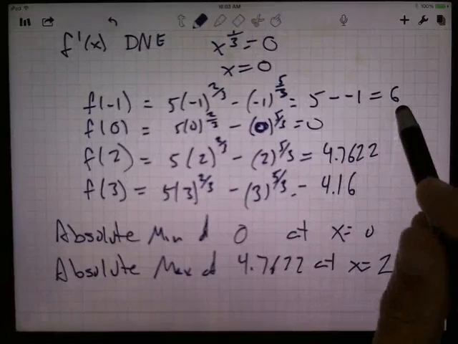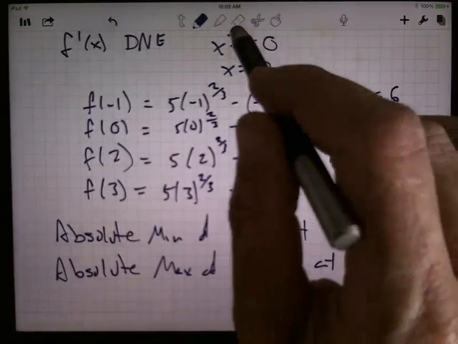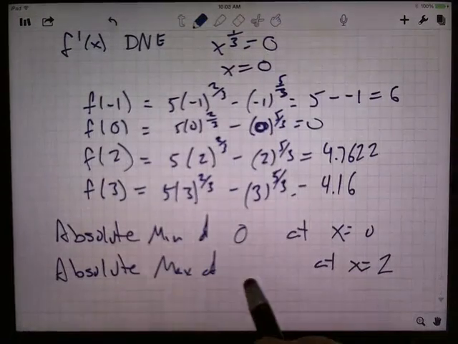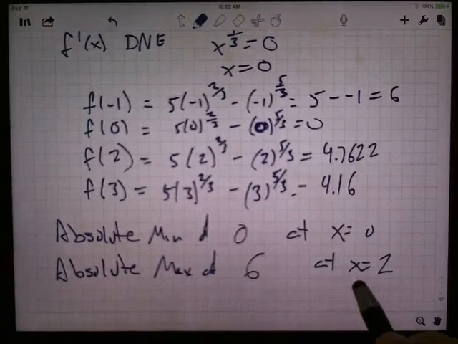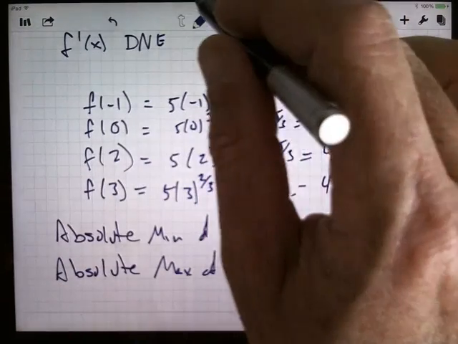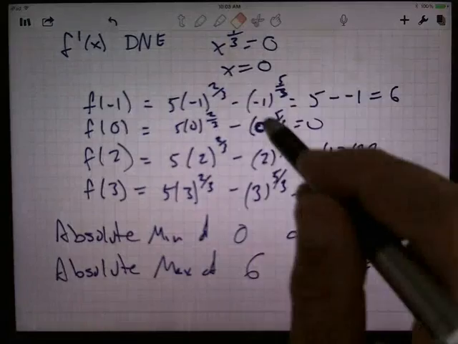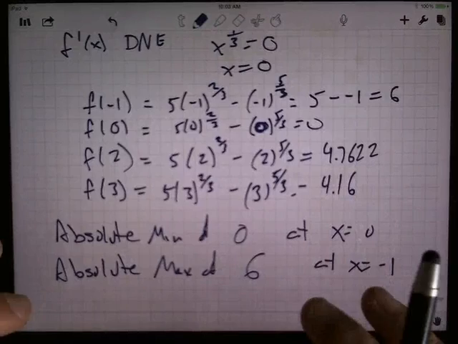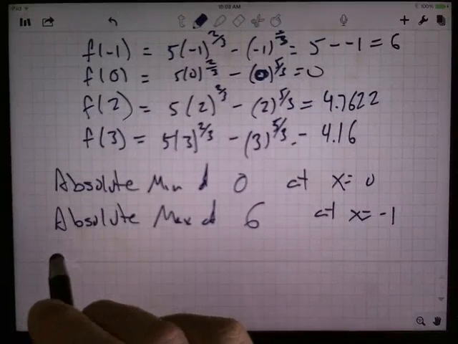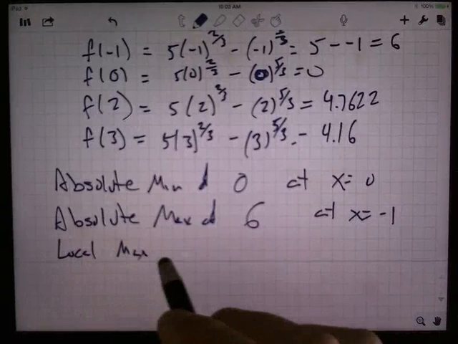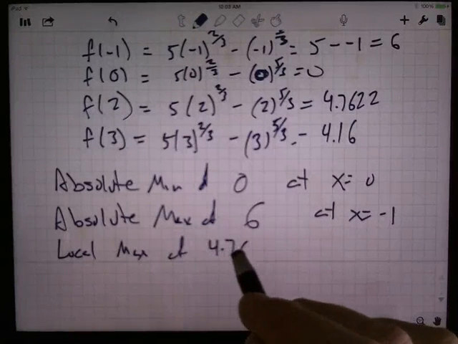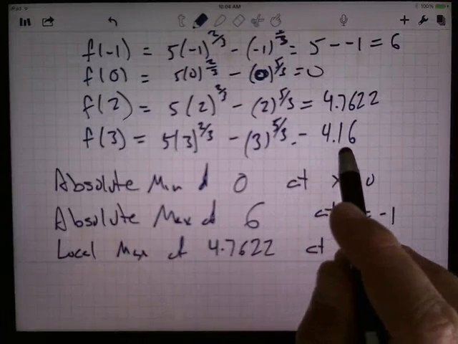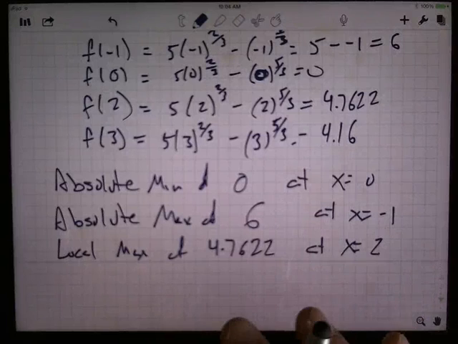Wait, 6 is bigger than 4.7, isn't it? So, goodness, I don't know how I overlooked that, but I'm sure you caught it before I did. So we have an absolute max of 6 at x equals -1. So this right here must just be a local max of 4.7622 at x equals 2, and then I've got something going on at the endpoint there.